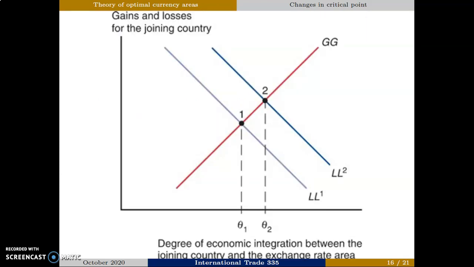If the economic stability loss of joining the fixed exchange rate system increases, the LL curve will shift to the right or upward from LL1 to LL2. This shift causes the critical point to move from point 1 to point 2. The degree of economic integration therefore needed is now theta 2. A higher level of economic integration is needed than before.